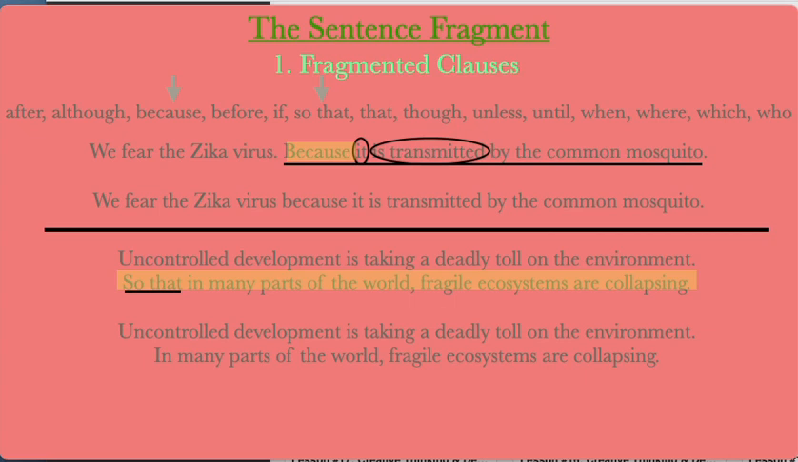Now, let's look at fragmented phrases. We just looked at fragmented clauses. Now, let's look at fragmented phrases. Like subordinate clauses, certain phrases are sometimes mistaken for sentences. Phrases are fragments if they lack a subject, a verb, or both. Remember in our last slide, we looked at clauses which have a subject and a verb, but they're considered fragments when they start with certain words.